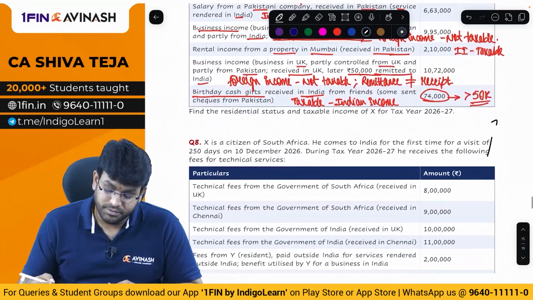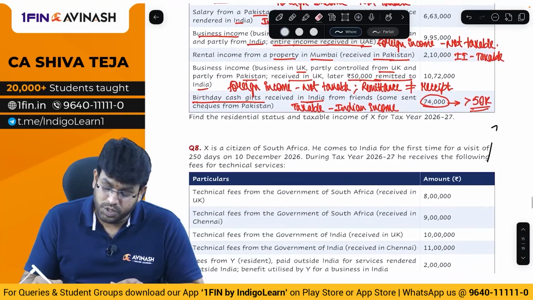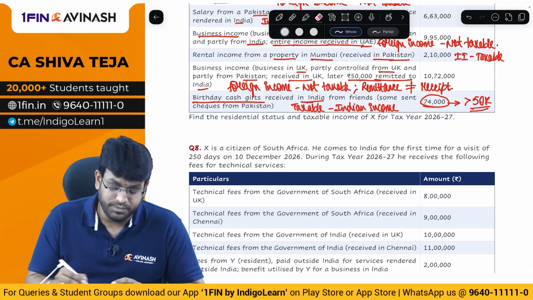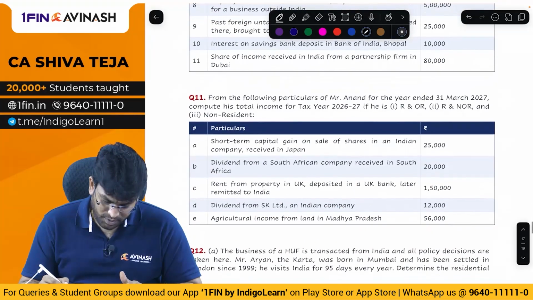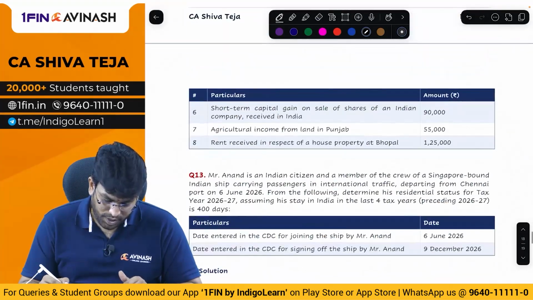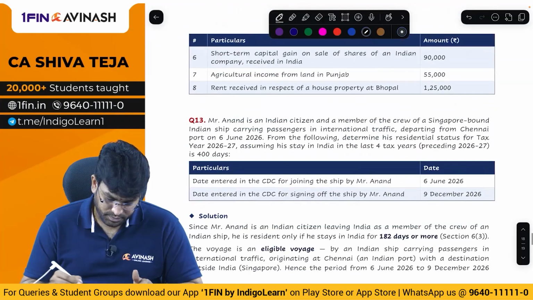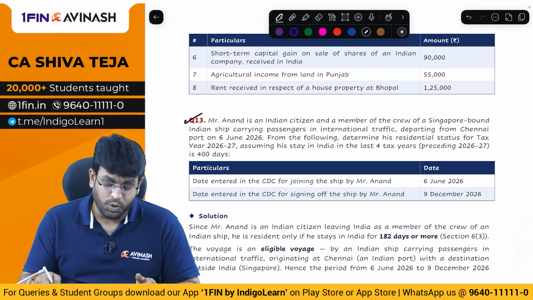Next. 8th question requires some more knowledge. 10th also requires some knowledge. 12th also requires some knowledge. Look at 13th question, my dear friends.